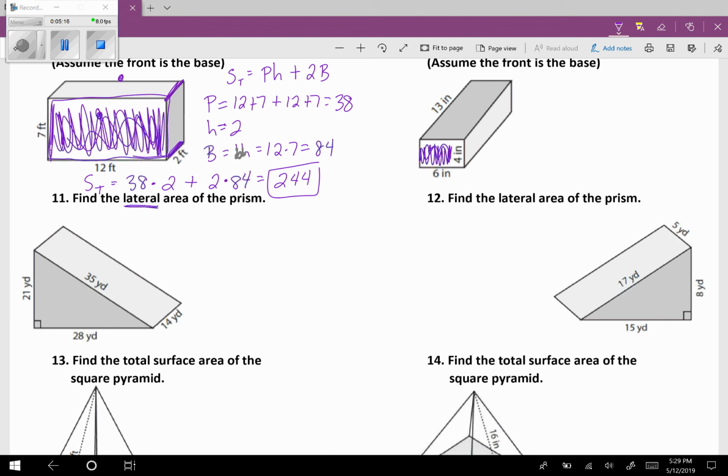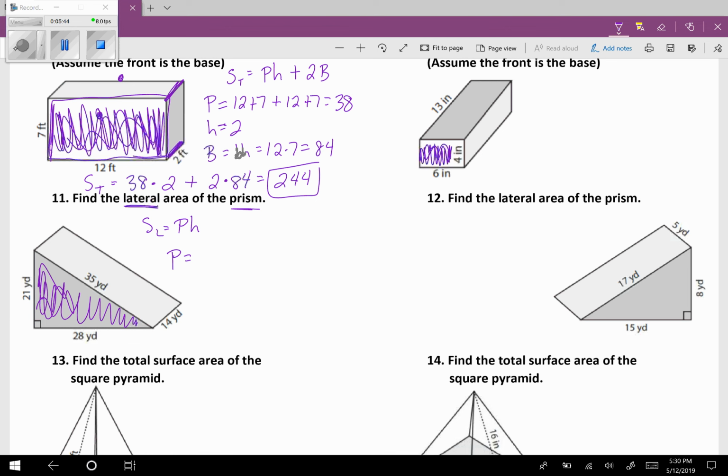So basically the sides, not including the bases. But this is a prism. So our lateral surface area, it's PH. So perimeter of the base times the height of the prism. So perimeter. Okay. This is a triangular prism, because we got the triangle. And we know it's a prism since they've told us that. So this is our base.